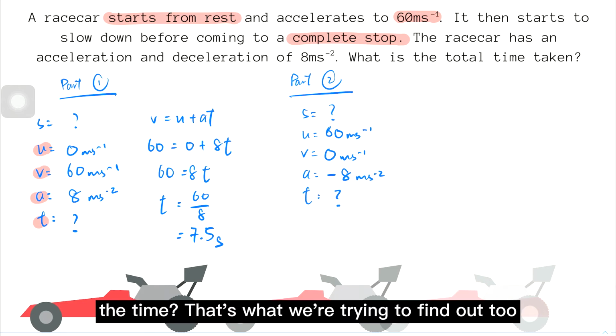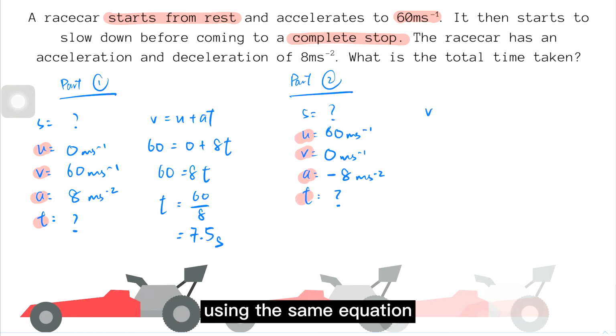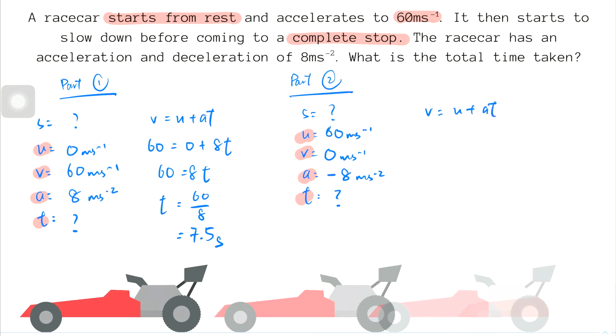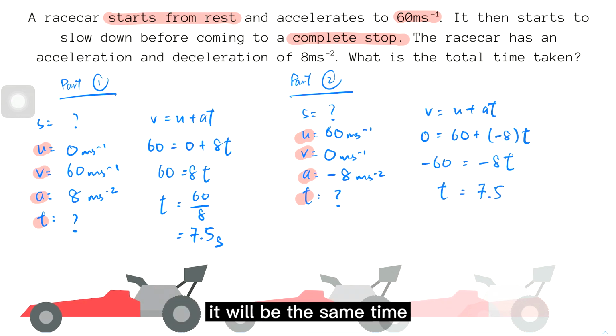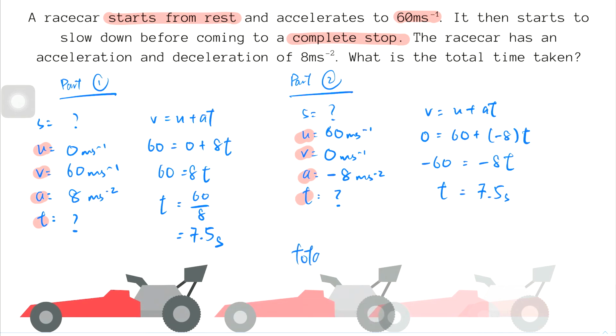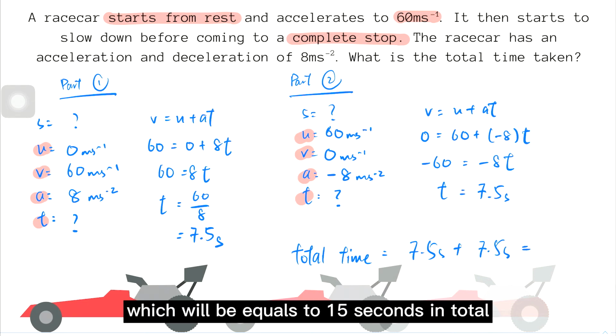The time, that's what we're trying to find out too. So now, using the same equation, we're able to figure out that negative 60 equals negative 8t, and so t equals negative 60 divided by negative 8. It'll be the same time, 7.5 seconds. So the total time would be 7.5 seconds plus 7.5 seconds in part 2, which will equal 15 seconds in total.